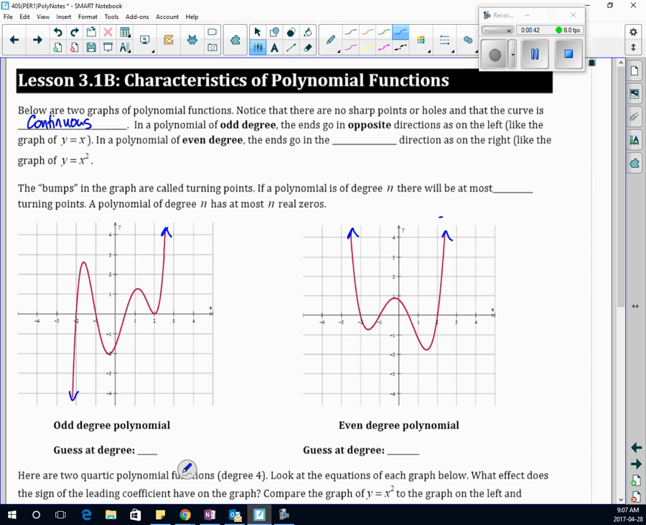Okay, in a polynomial of odd degree, the ends go in opposite directions as on the left. Does everybody see that? Do you know what an odd degree means? It means the highest power of the exponent is either a 1, a 3, a 5, a 7, blah, blah, blah. Does everybody get that? That's what I mean by an odd degree.